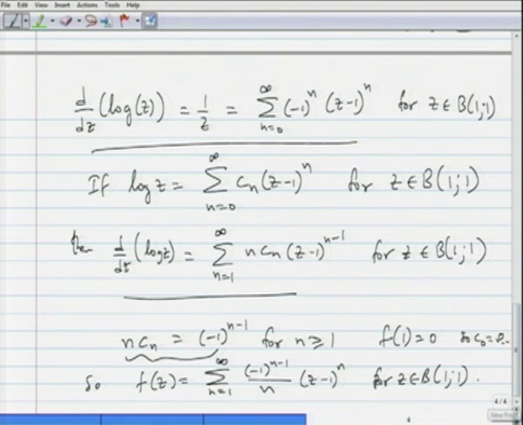Okay. Once again, in a little indirect way, we used the power series expansion of the derivative of this branch of logarithm to obtain the power series for the logarithm.